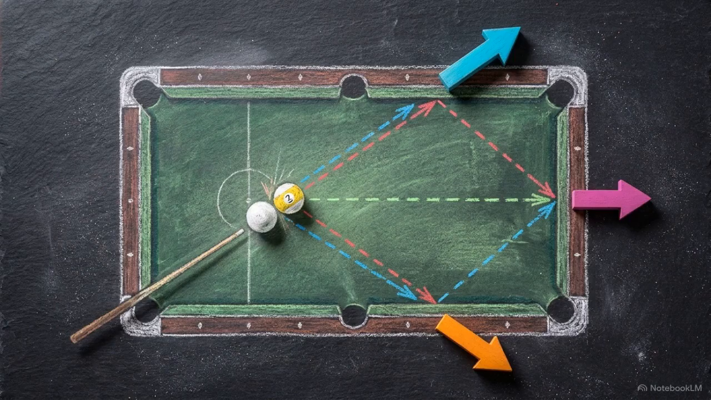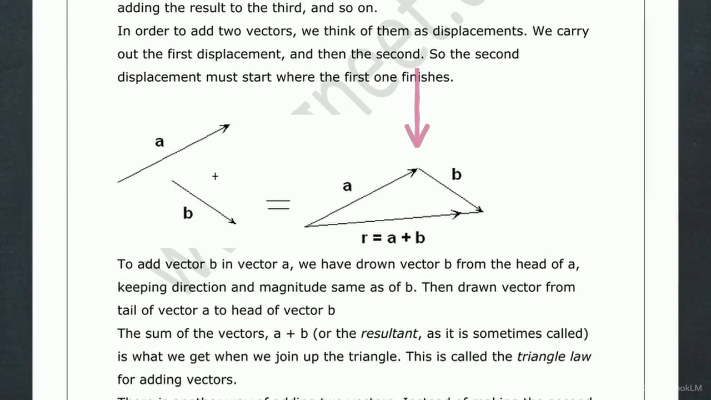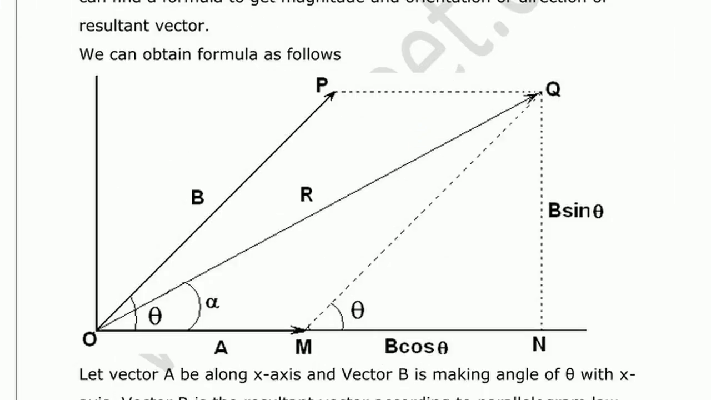When objects move or forces act in 2 dimensions, simple addition fails. You have to account for direction. The triangle law shows us that to add vector b to vector a, we make the second vector start where the first one finishes, connecting them head to tail to draw our resultant vector. To find the actual numbers for this new vector, we rely on right triangle trigonometry.